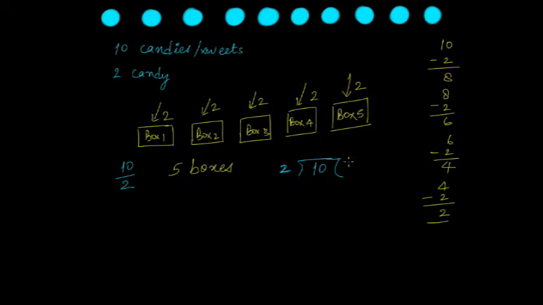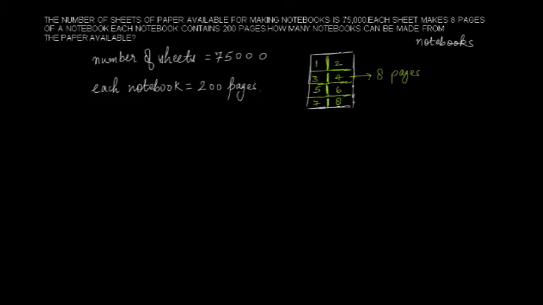So this is the answer. Right? So 5, this will give you the total number of boxes. Therefore, you got 5 boxes. This was the way. You divided 10 by 2 to get 5 boxes. Same thing here.